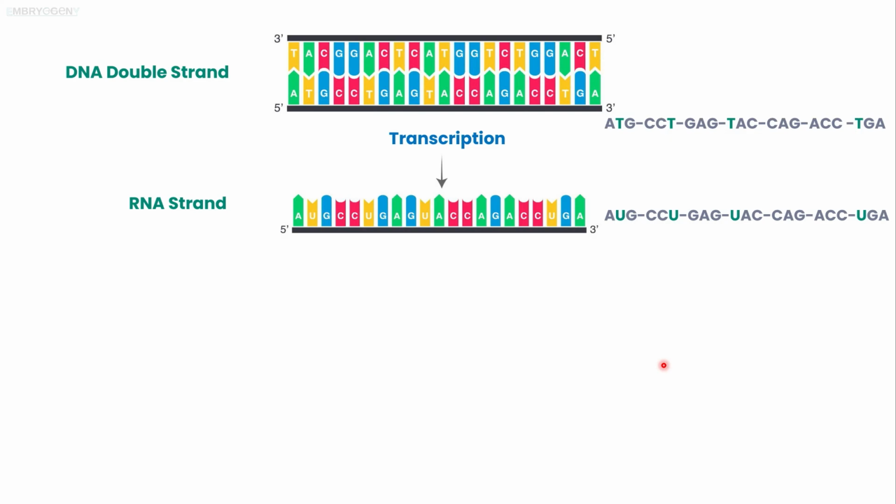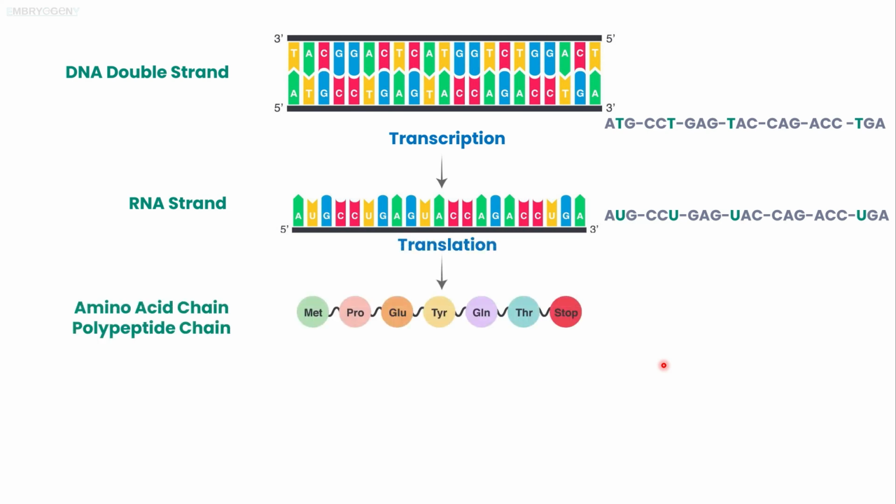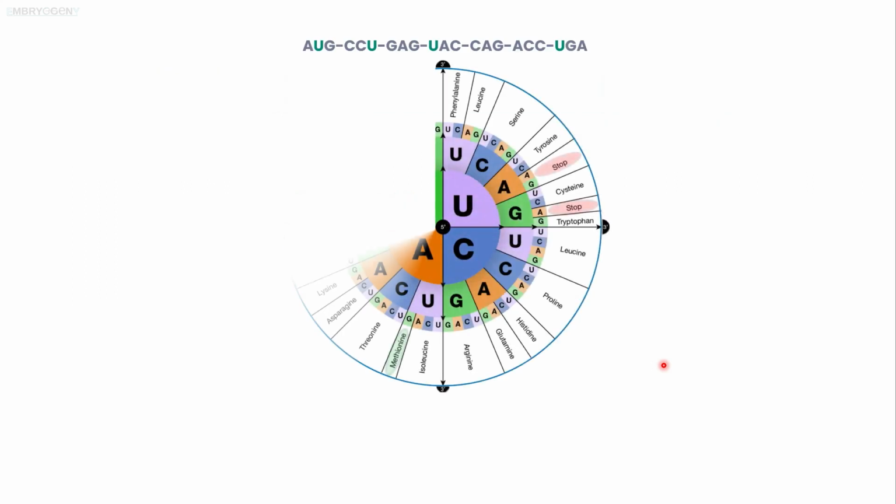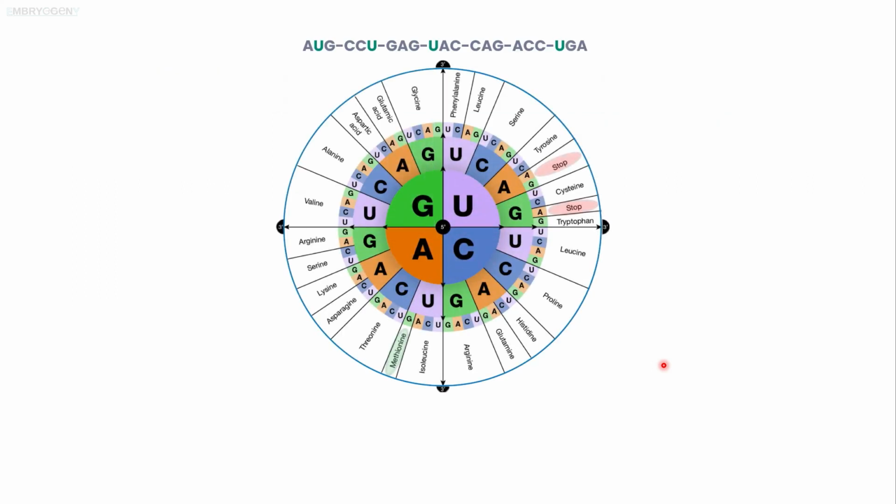Translation is essentially the process of converting the triplet codon present on the mRNA molecule to the appropriate amino acid side chain. For this, we need to refer to a codon wheel or a codon chart. This chart looks complicated at the beginning, but it is actually not. You have to read the chart from the inner wheel to the outer wheel. So you read it from A, U, G, A, U, A and so on.